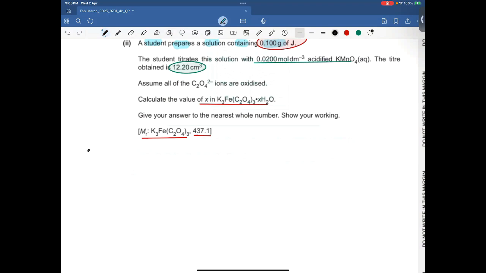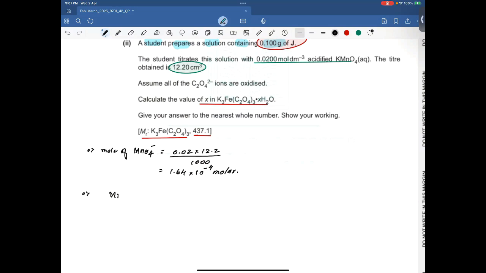Now, in the first step, first of all, find the moles of manganate(VII) ions. The concentration is given, which is 0.02. The volume is given, which is 12.2. Divide by 1000. So I'll get 1.64 × 10^-4 moles. Moles means mole per dm cubed.